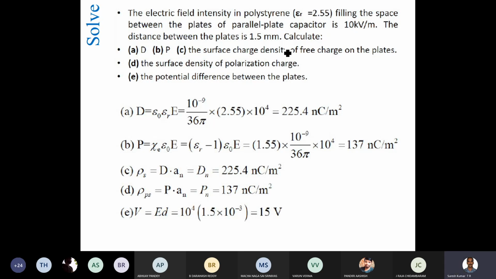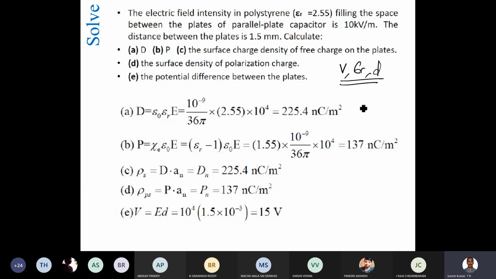Electric field intensity of polystyrene is 2.55. See this, whatever the cloth material, jean, all this dielectric material is approximately 1.6. That point is very important from a practical application point of view, that we will discuss in the boundary condition. So the electric field intensity in polystyrene filling the space between the two plates of a parallel plate capacitor. Voltage is given, epsilon r is given, that is filling the gap between the two plates. Distance between the two plates is given.